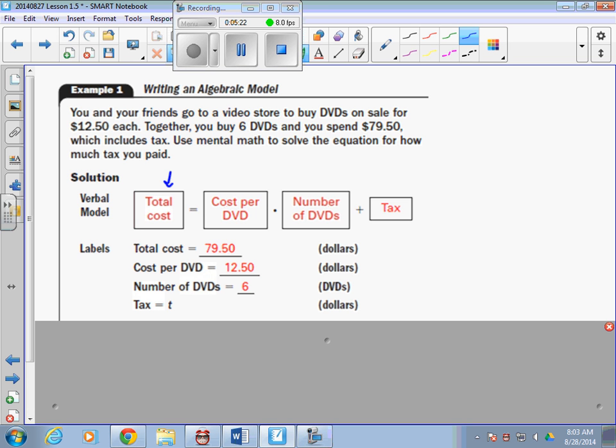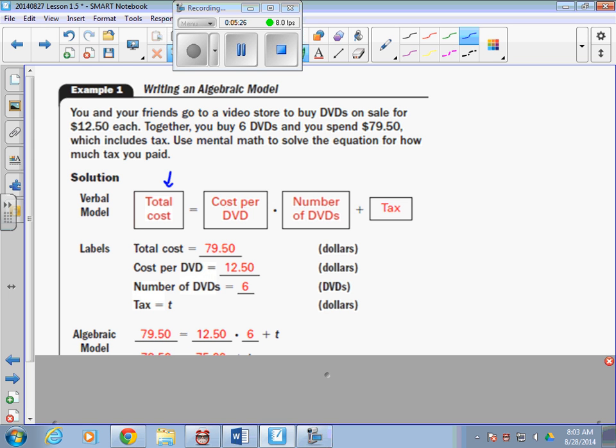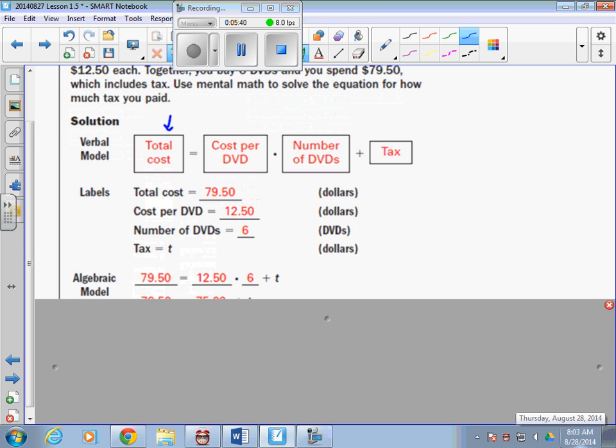Then when we convert that verbal model to an algebraic model, we're going to plug those values in. In place of total cost, we plug in $79.50. In place of cost per, we put in $12.50. In place of the amount of DVDs we have, we put in 6, and then we have plus T. So all we have to do at that point is simplify.